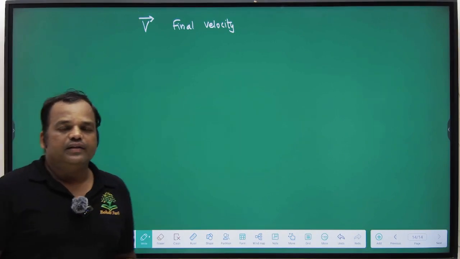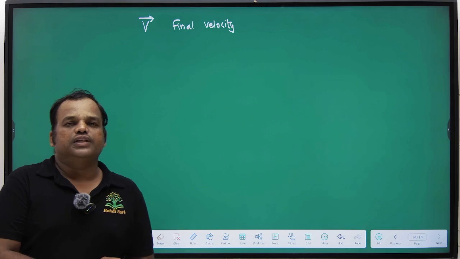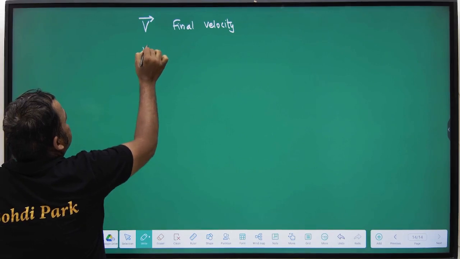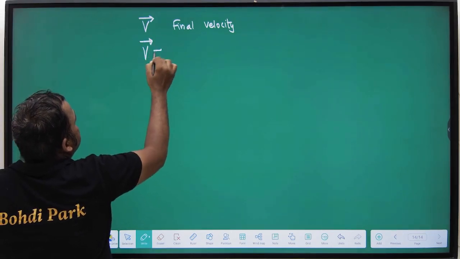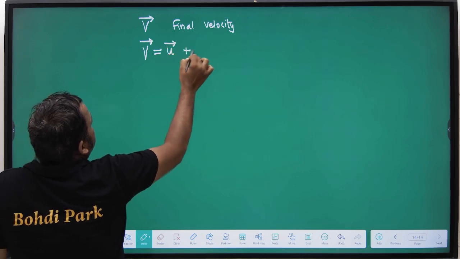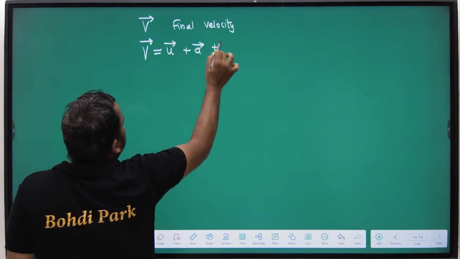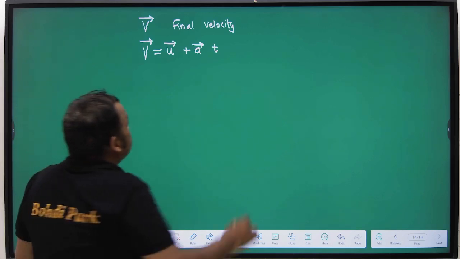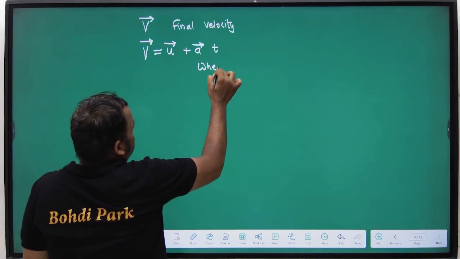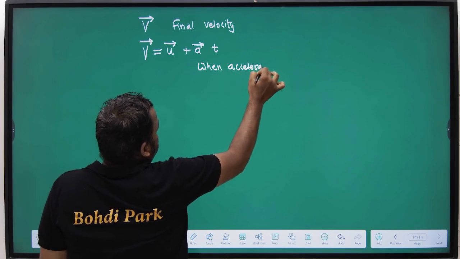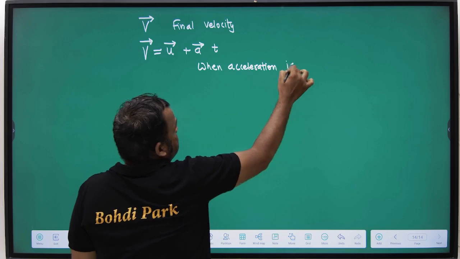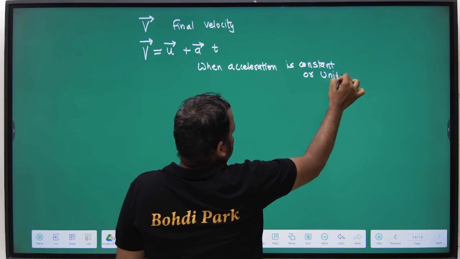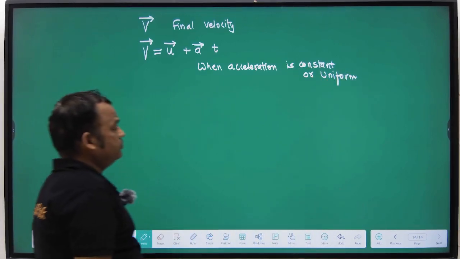Next we will find what is the final velocity after time t. So we will use the vector concept. V vector is equal to u vector plus a vector into t. We can use this equation when acceleration is constant, or uniform.